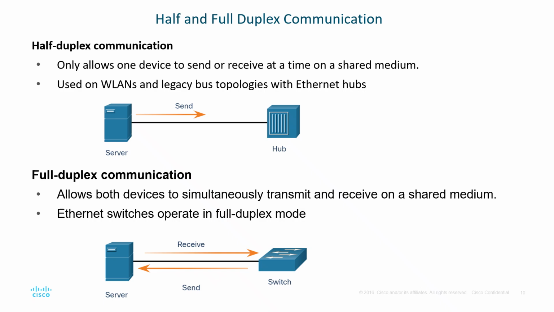So hubs you will see depicted like this, or you will see them depicted like this. One-way communication. What that means is, if this server is sending something to the hub, it has to be completely received at the hub before the hub can respond back. Now, full duplex communication allows both devices to simultaneously transmit and receive on a shared medium. With our switches, we still have a shared medium, but our switches are much more robust and much more intelligent. They are capable of sending and receiving at the same time.